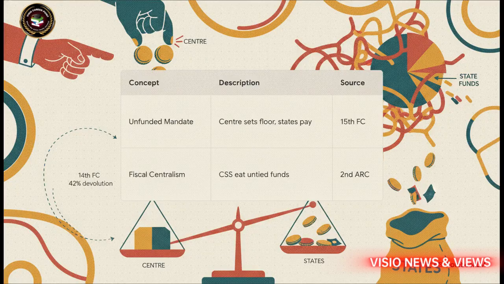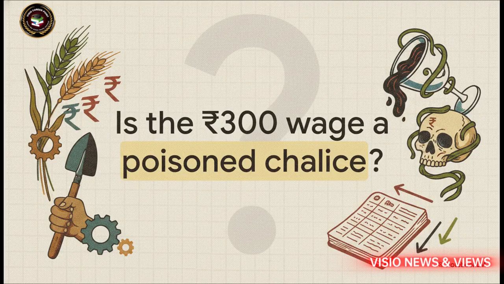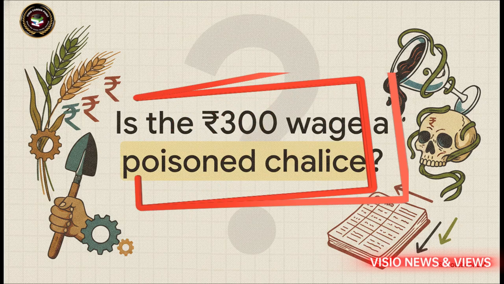Now, when we map this directly to our main syllabus on center-state relations, we see a textbook example of an unfunded mandate. The center sets the wage floor, but the states are left holding the bag to pay the bill. Even though the 14th Finance Commission generously increased tax devolution to 42%, these centrally sponsored schemes just keep eating into the state's untied funds. The Second Administrative Reforms Commission famously criticized this exact proliferation of schemes, calling it fiscal centralism in disguise. Which leads us to a pretty profound interview-level question.